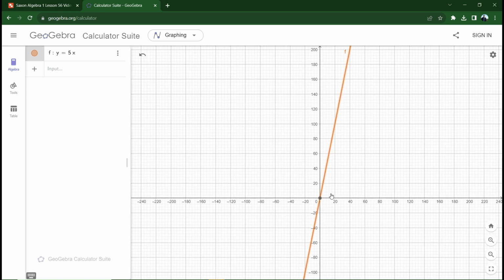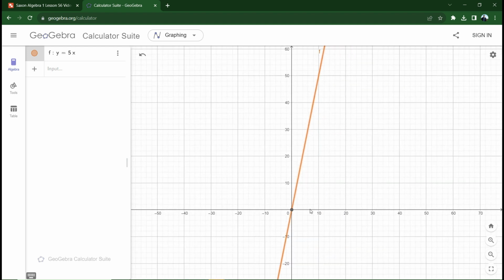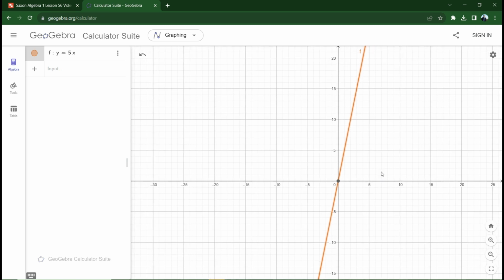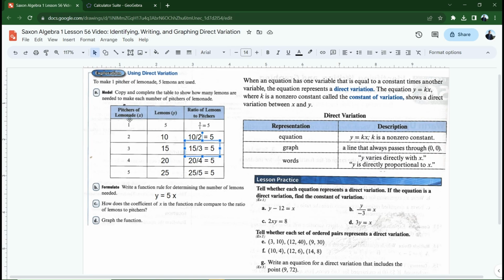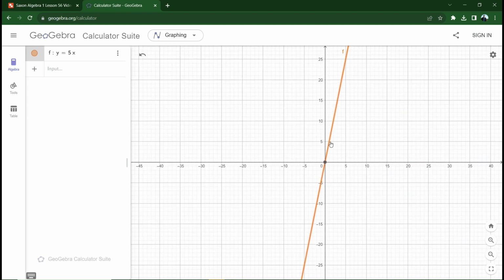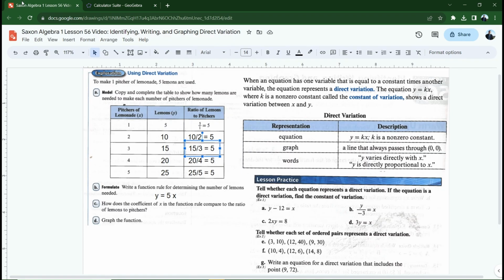I'm trying to zoom in here. Notice it passes through the origin, and it's just a simple linear graph, okay? Notice that all of these points are on this graph, including 5, 25, 4, 20, 3, 15, 2, 10, and 1, 5. Also 0, 0. If I make 0 pitchers of lemonade, I'm going to need 0 lemons. All right, and that is direct variation.